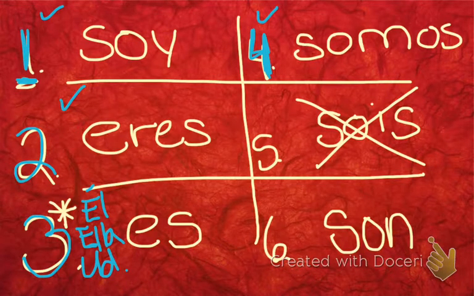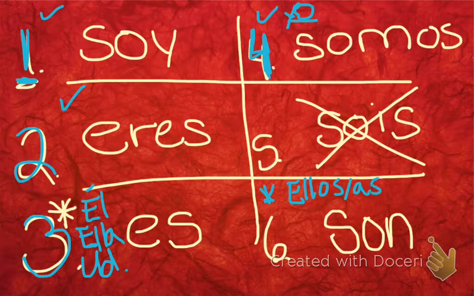It always includes an I. There's a yo somewhere in there, even if it's inside of nosotros. And in box number 6, we might be using it for an ellos or an ellas son. Or maybe we are saying ustedes son.